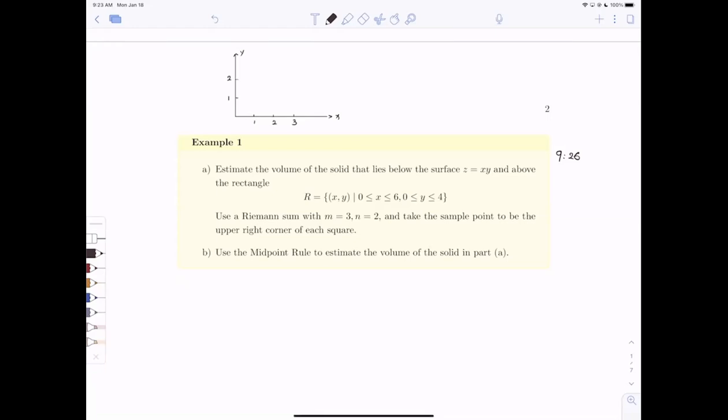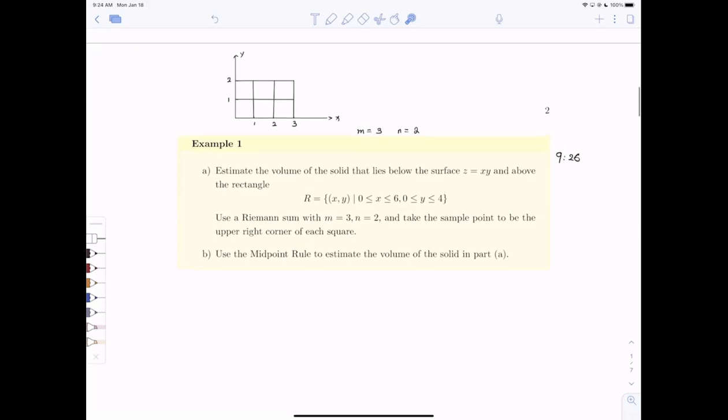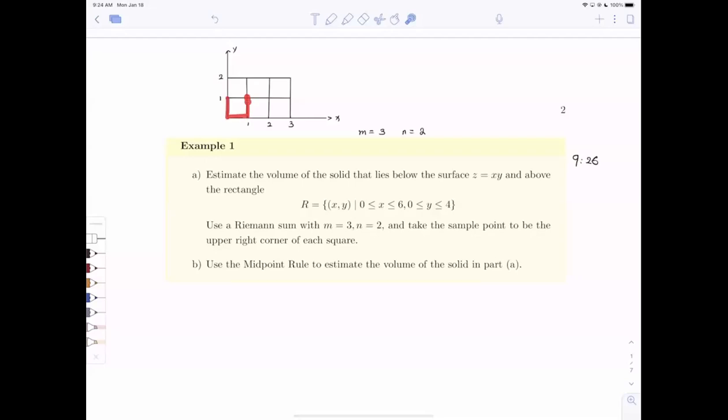And then your m, let's say m equals 3, which means you divide this part by 3. So that's 1, 2, 3. And let's say your n is 2, so you divide your y into 2 parts. Then you have those squares or rectangles. Each of those squares, upper right means that you pick your sample point to be the upper right, which is this. So for this square, you are picking this point to be your sample point. And for this, you pick the upper right point to be your sample point.